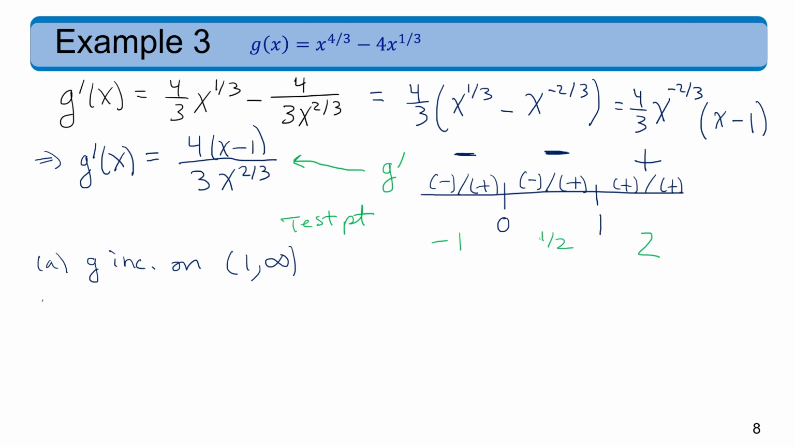And then g is decreasing on any interval where we found g prime to be negative. So that would be that it's decreasing on this entire, it's really two subintervals put together. So for any x less than 1, we have decreasing. Okay, so negative infinity up to 1. Okay, so that answers part A.